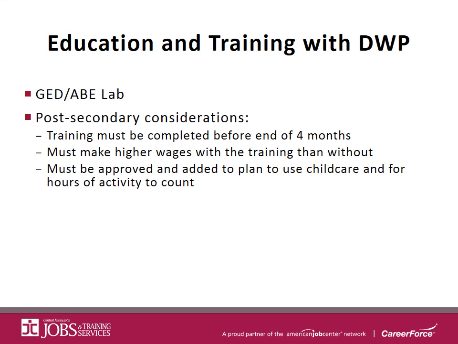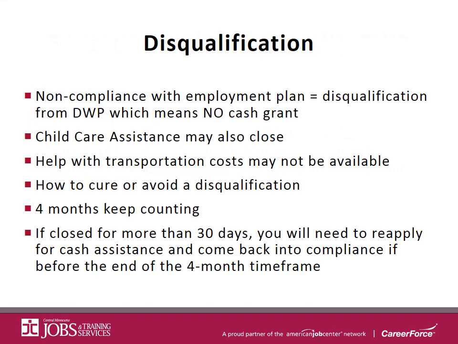Education and training may be added into your employment plan if it is working towards your high school diploma or GED, or if you are in an approved post-secondary training that will be completed within the 4-month time frame. If you are not following your employment plan, you will be disqualified from the DWP program. If you are disqualified, you can come back into compliance by following your employment plan and communicating with your employment specialist.